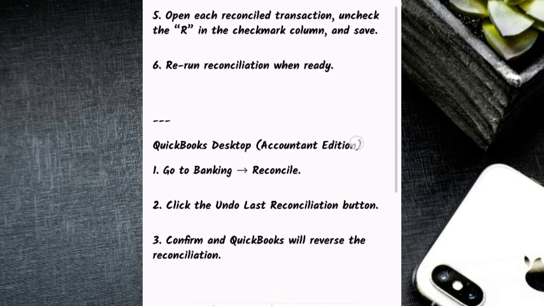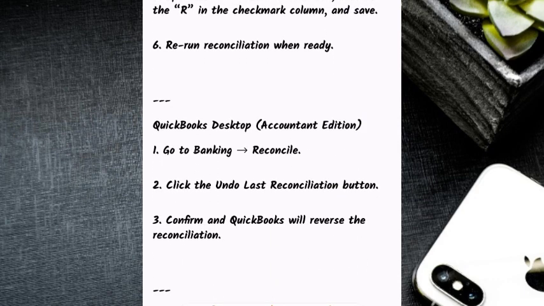For QuickBooks Desktop, that's the accountant edition, go to Banking, Reconcile, and then click the Undo Last Reconciliation button, confirm, and QuickBooks will reverse the reconciliation.